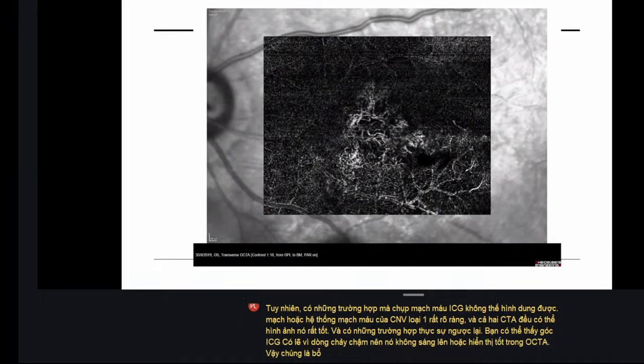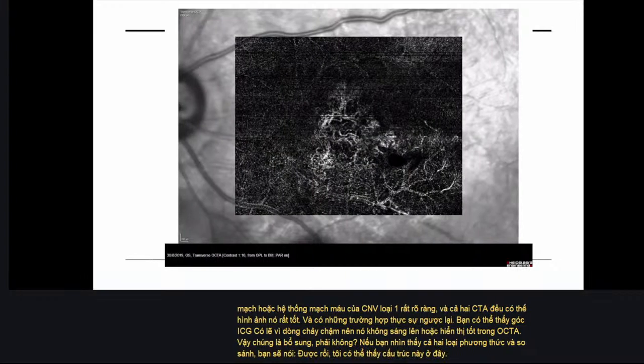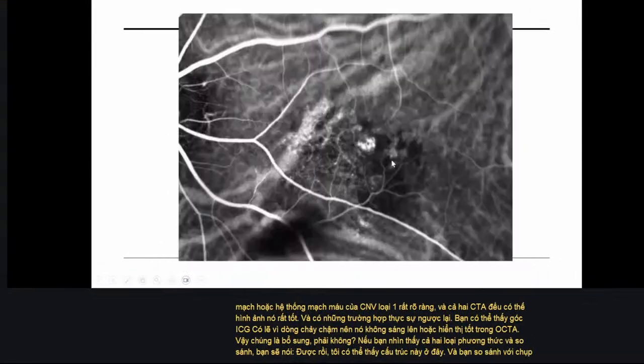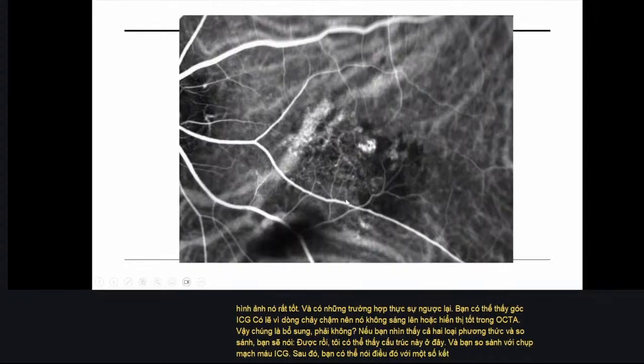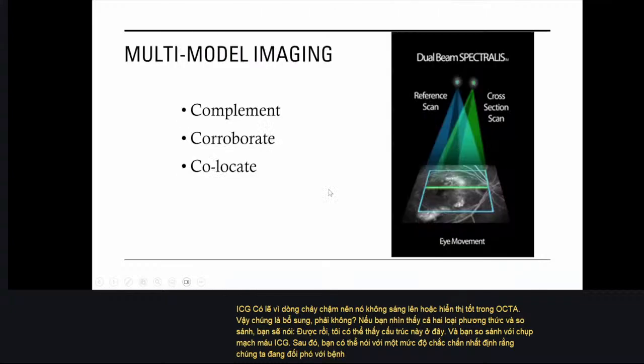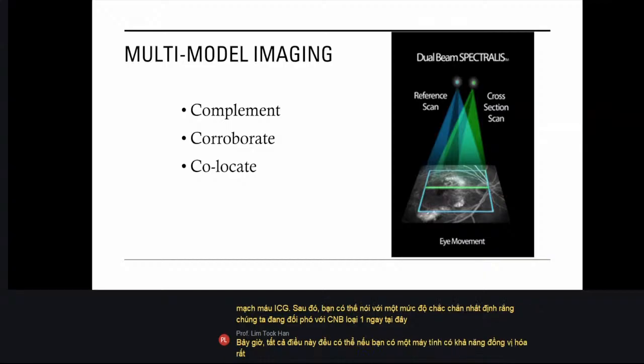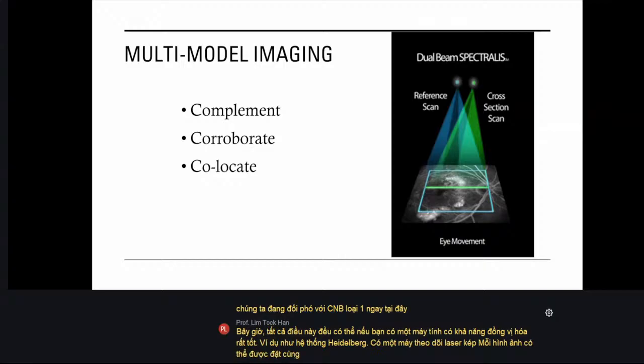If you see both types of modality and you compare and you say, okay, I can see this structure here, and you compare with the ICG angiogram, then you can say with a certain degree of certainty that we are dealing with type 1 CNV right there. Now, all this is possible if you have a machine that does co-location very well. An example is the Heidelberg system. It has dual laser tracking so that every image can be co-located across different modalities.